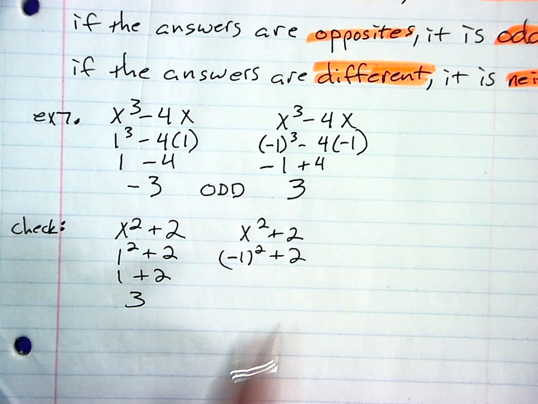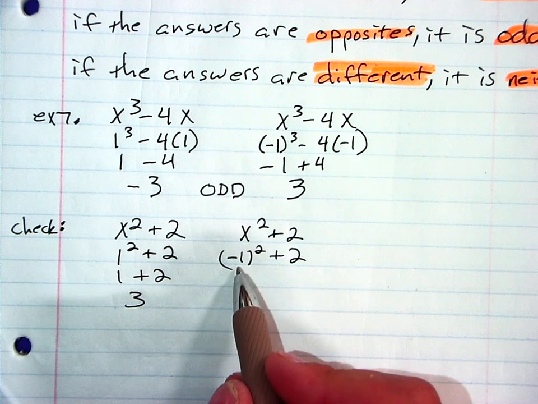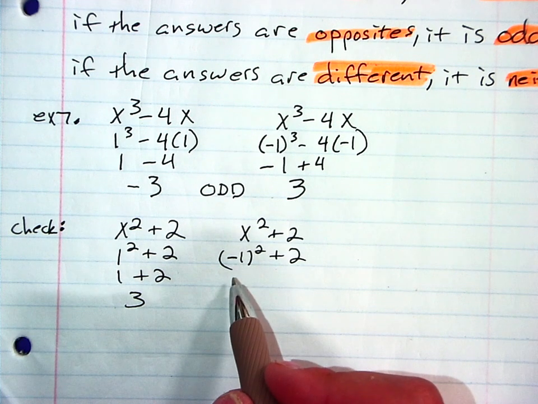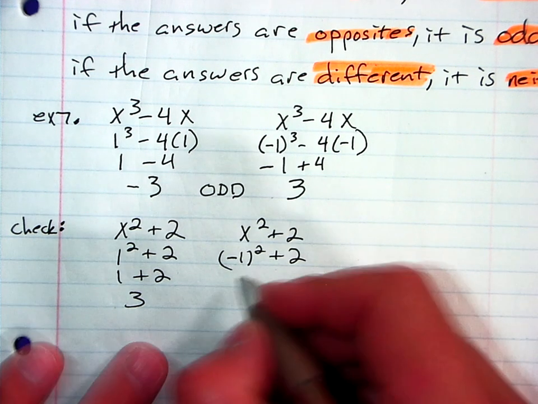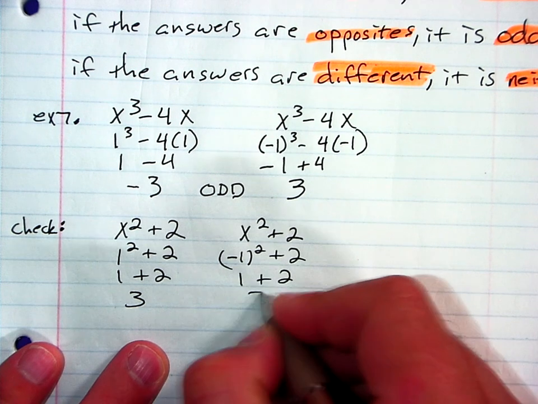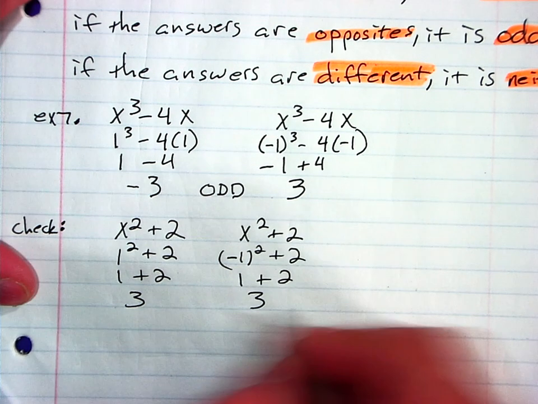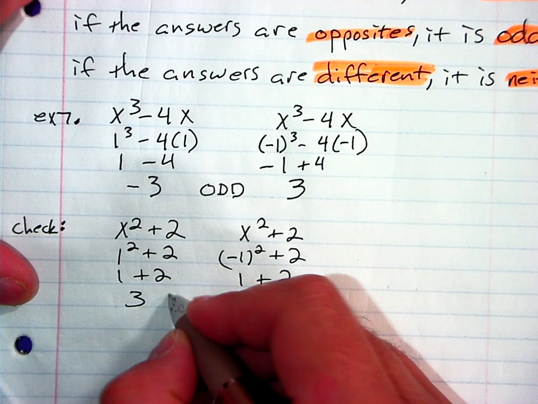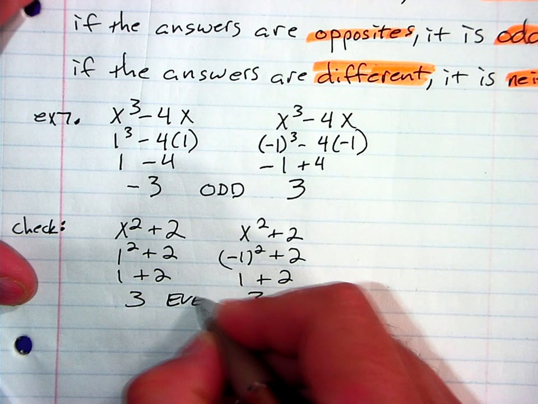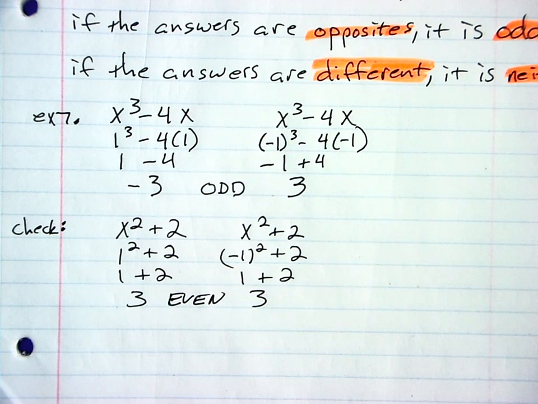All right, so the only thing you need to be careful of is this is squaring negative 1, so negative 1 times negative 1 is positive 1. 1 plus 2 is 3. The numbers are exactly the same, so it is even. Yay, I like stuff that we understand.